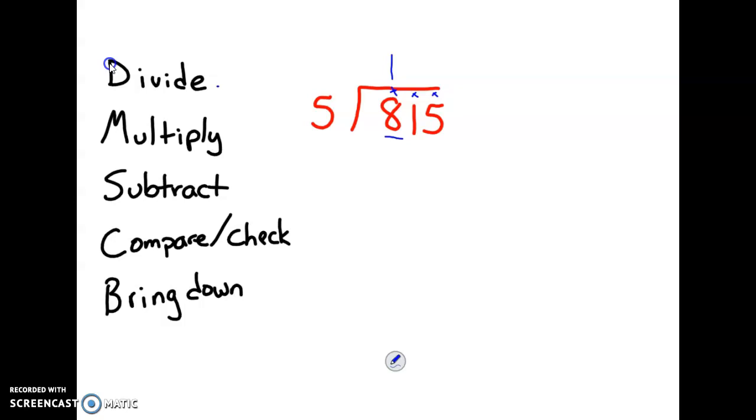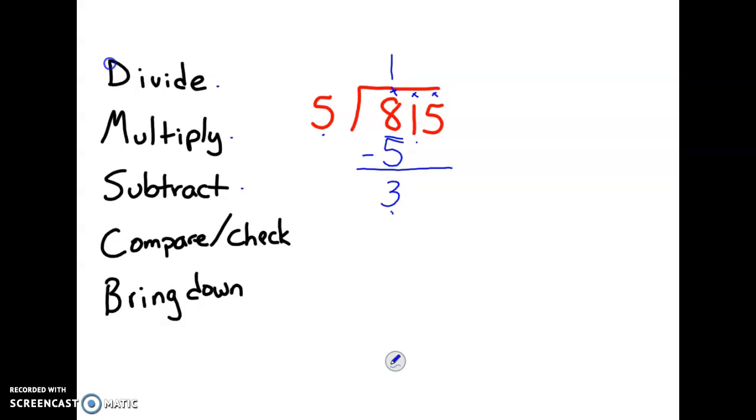All right, so now my next step, multiply. 1 times 5 is 5. I'm going to write that 5 right underneath the 8, kind of like I did with the other method. Next step, subtract. Subtract the 5, I get 3. Now this next step is a step that a lot of times people forget. You want to compare or check to make sure that that 3 is less than the 5. This number right here should be less than your divisor. If it's not, you've done something wrong. Back up and figure out what you did wrong. Okay, so I compared and I checked.